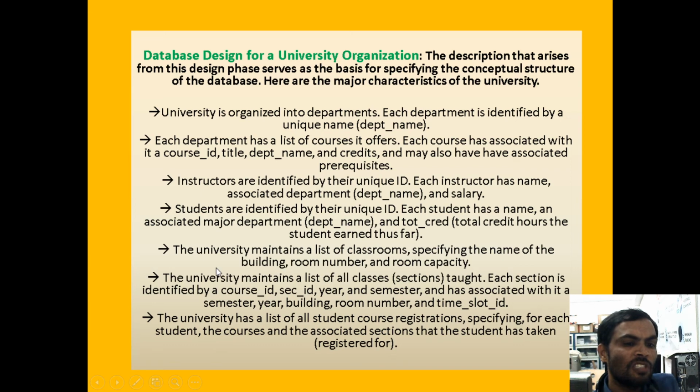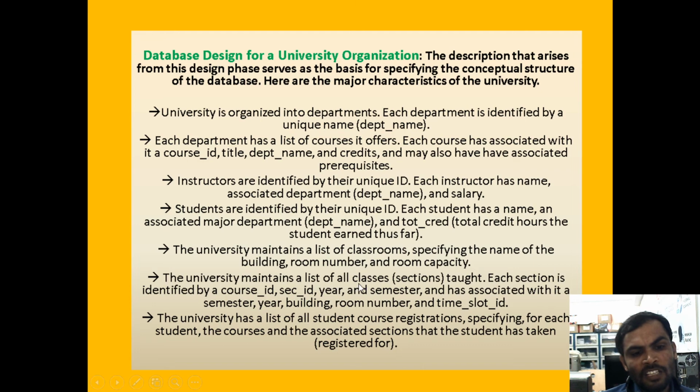Then coming to the university maintaining the list of classrooms. If you have the department, then under the department an instructor will be there, and students are there. Under the department a relationship exists with the instructor and the student, faculty or instructor. Now the students should sit in a classroom. For the classroom we specify the name of the building in which the classroom is, the classroom number and the room capacity. What the classroom capacity will be.